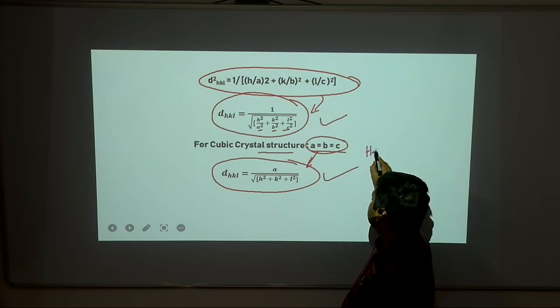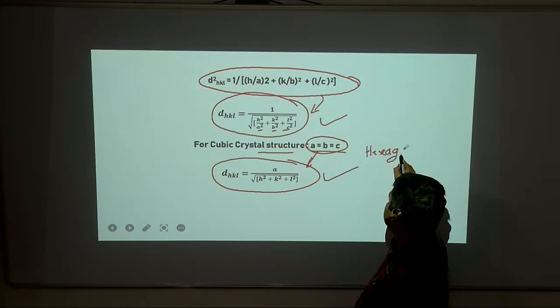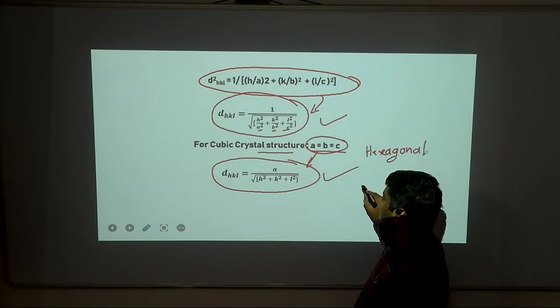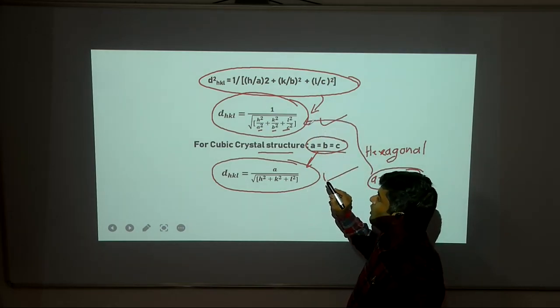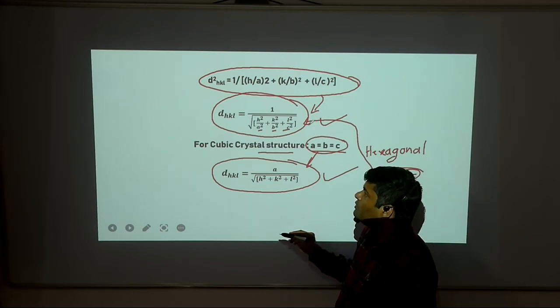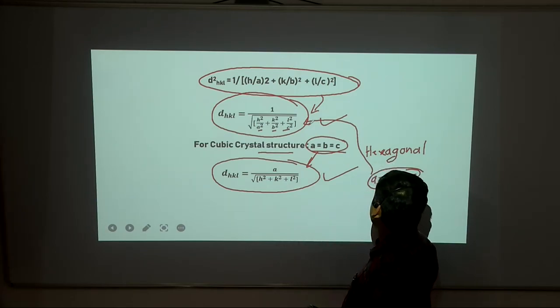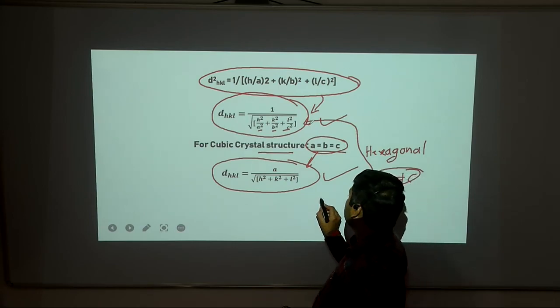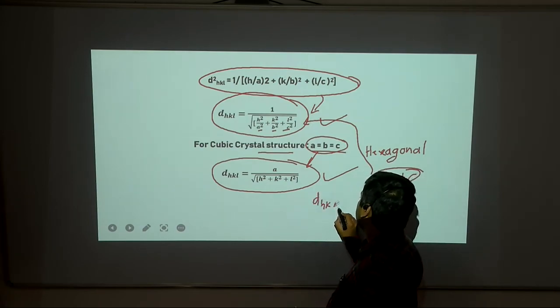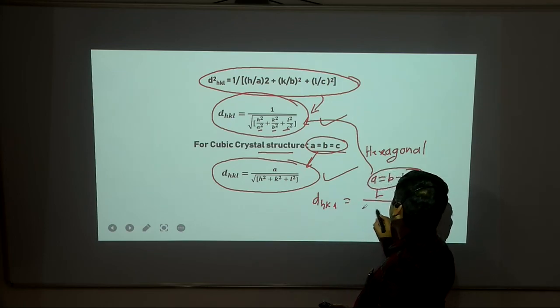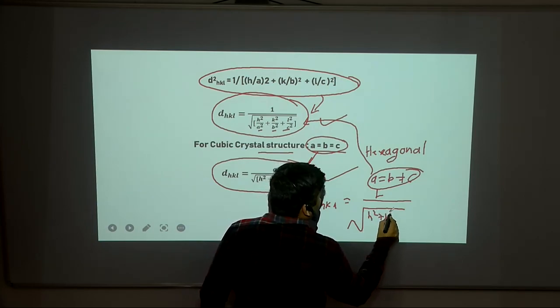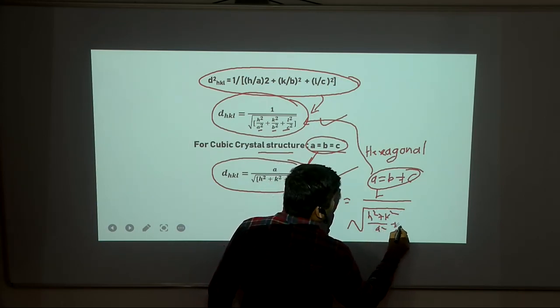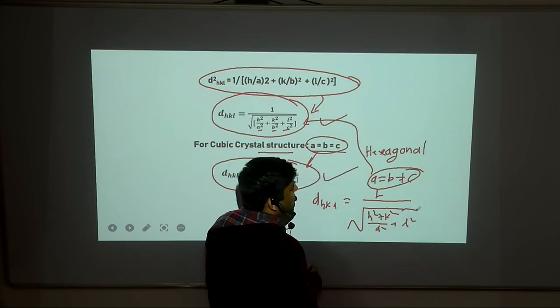If a hexagonal crystal structure system is given, then what we have to do is use the relation a equal to b not equal to c. We have to keep these relations over here and accordingly derive the new equation. As a equal to b not equal to c, the equation for d_hkl becomes 1 upon the square root of h square plus k square upon a square plus l square upon c square. So this will be the final equation.